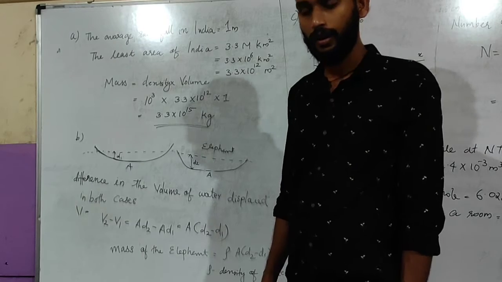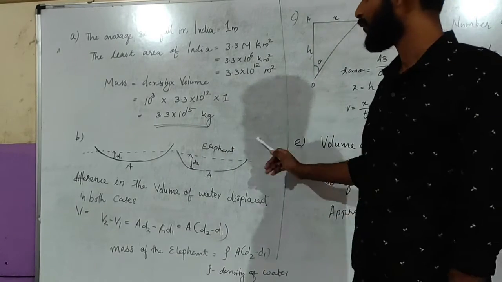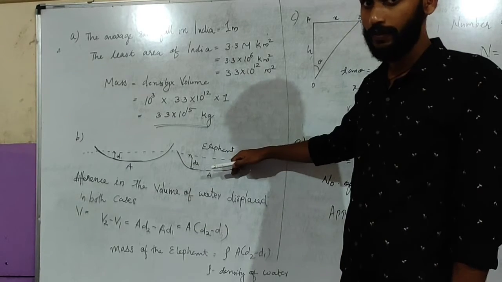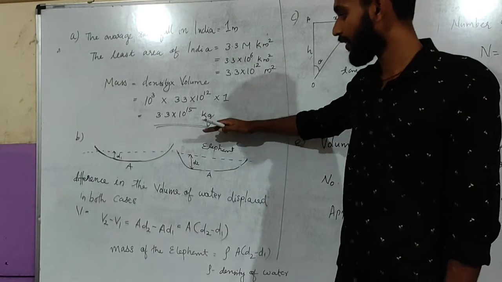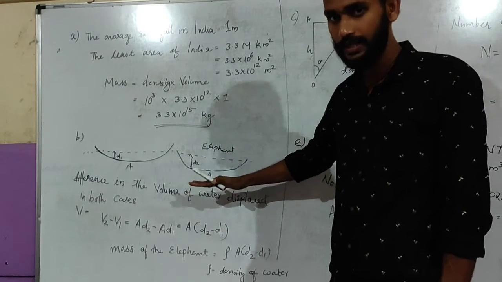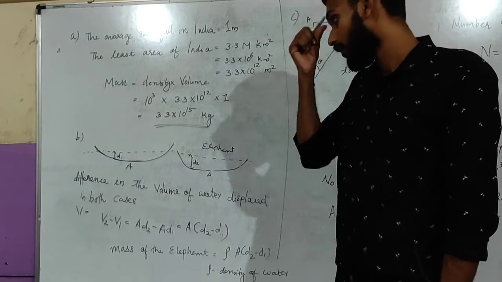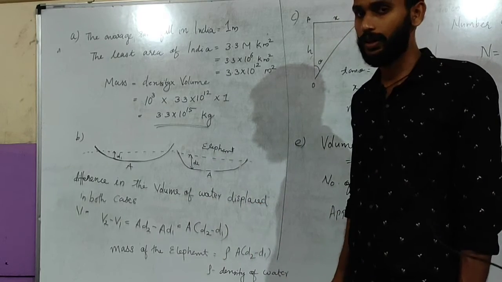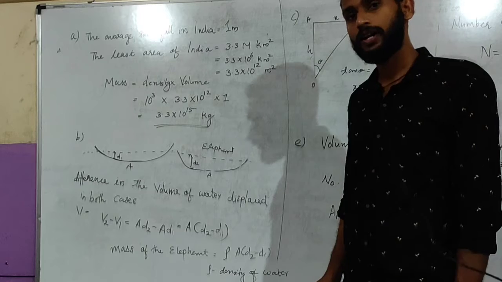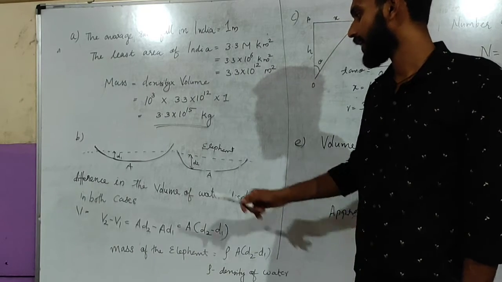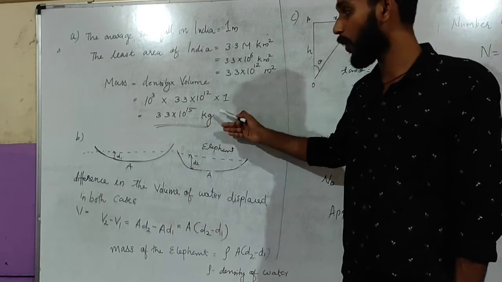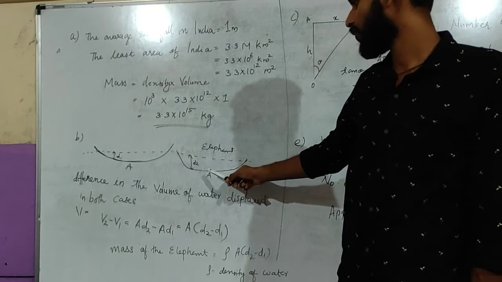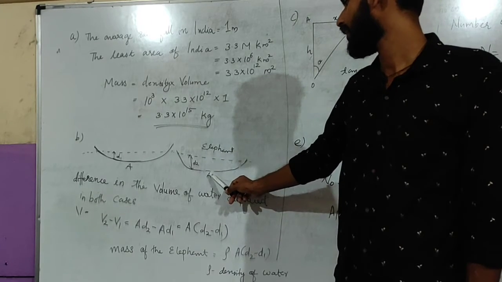Now we allow the elephant to enter the boat. Due to the mass of the elephant, the boat will sink more, so the new depth will be D2, and the bottom area is the same, that is A. Then the amount of water displaced will be more compared to the first case, isn't it? So here the amount of water displaced will be A into D2.